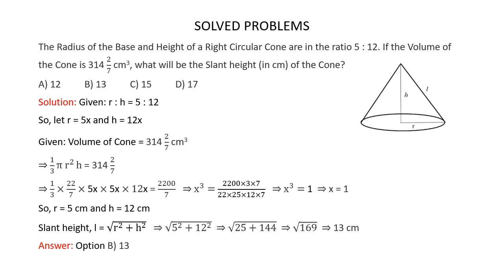Now we know that r is equal to 5x, which means r is 5 centimeters, and h is 12x, so h is 12 centimeters. So now that we know the value of r and h, let's substitute these values in the formula here and find out the value of L. So slant height L is equal to square root of 5 squared plus 12 squared. On solving this, we get the value of slant height as 13 centimeters. So slant height is 13 centimeters. The correct answer is option B, 13.